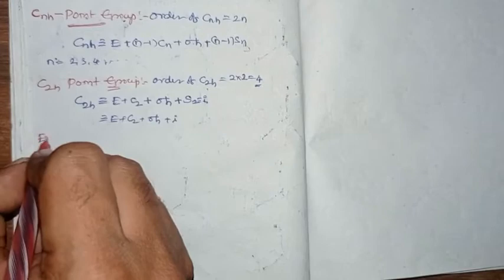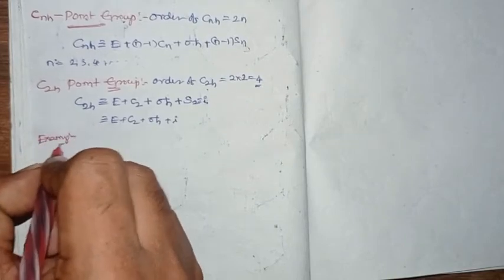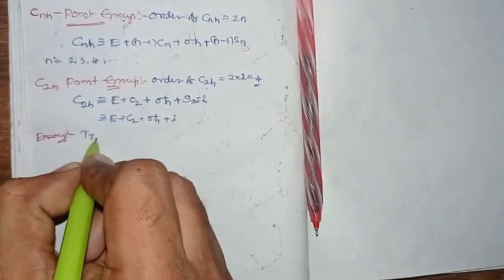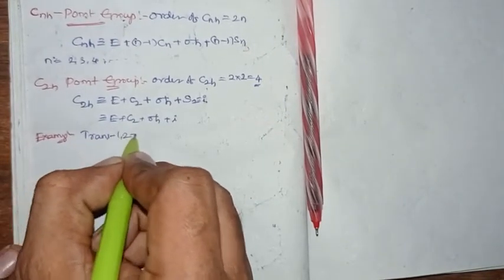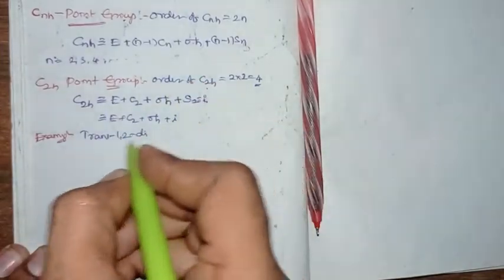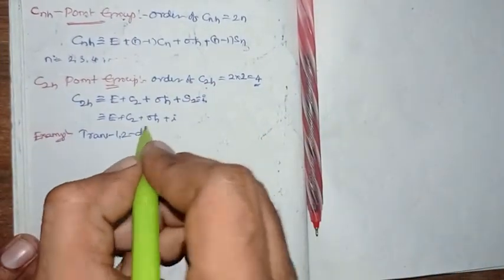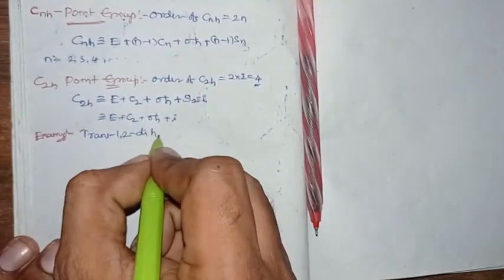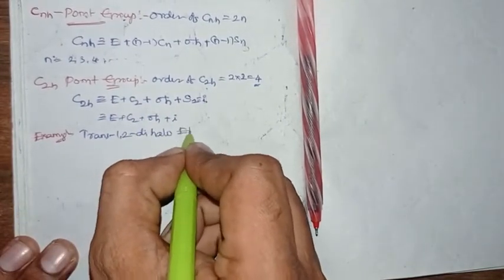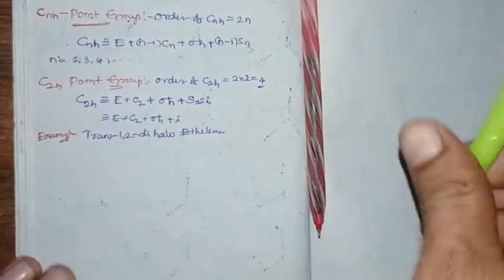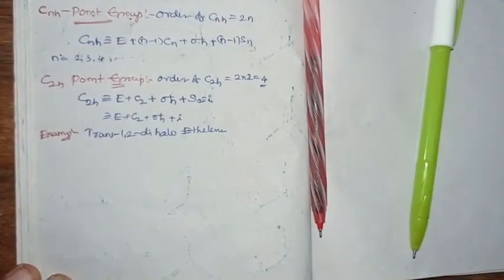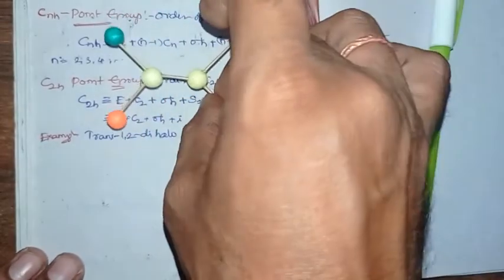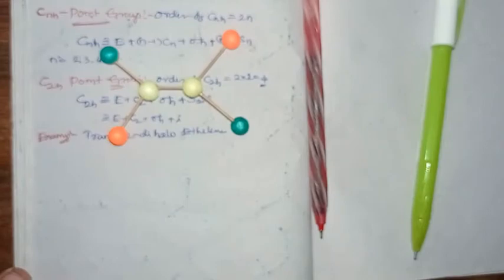The example for this particular point group is trans-1,2-dichloroethylene, nothing but a dihalo ethylene. Anything you can consider: dichloro, difluoro, dibromo, diiodo, like that. The halogen can be anything, right? So this is how the molecule looks.